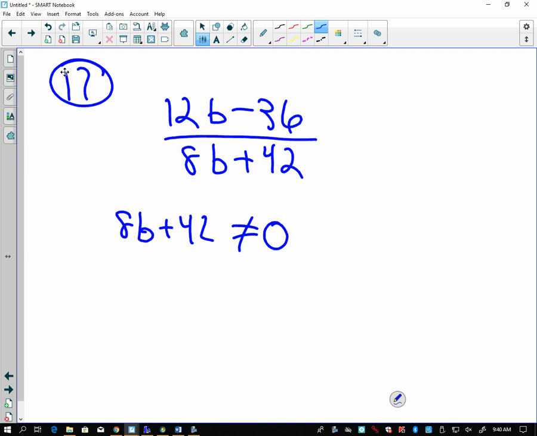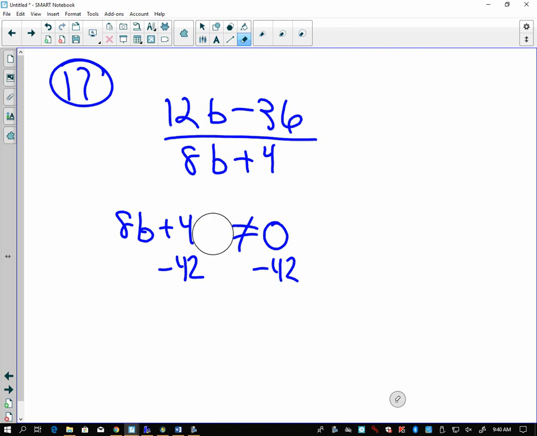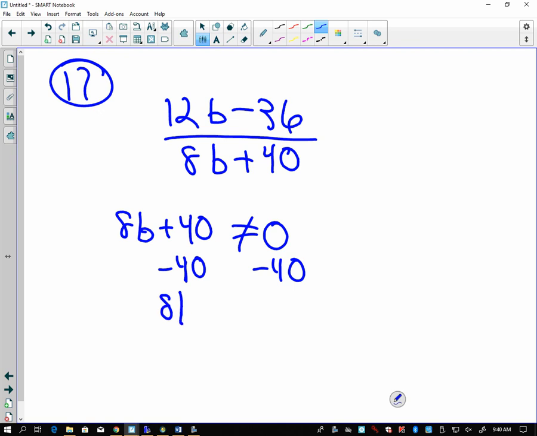So what do I start by doing? All right, I subtract 42. Okay. And for the sake of simplifying it, could I make this number 40? Okay, let's just make it 40 for now. So we're going to subtract 40. Okay, so 8b cannot equal negative 40. Is that as close as I can get? No, what else can I do?